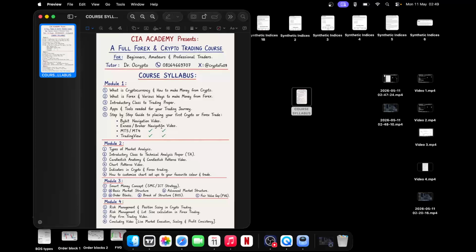But if you want to level up your game, you don't want to be spoon-fed again, you want to know how to analyze the market by yourself. You want to be your own master, you want to be your own signal provider, and you even want to be giving people signals yourself. Then we can move towards module 2.